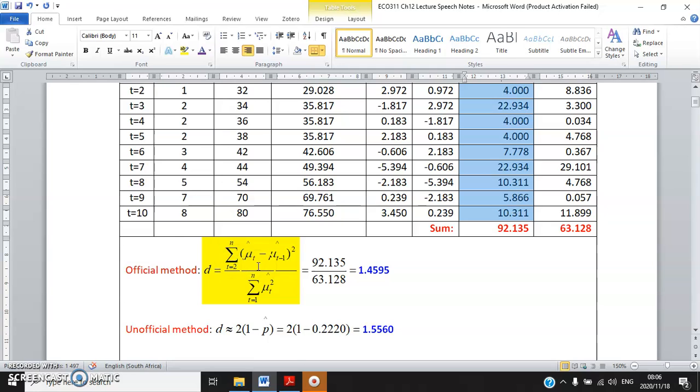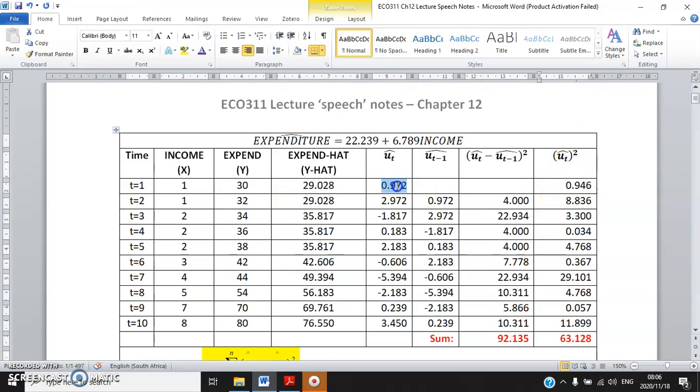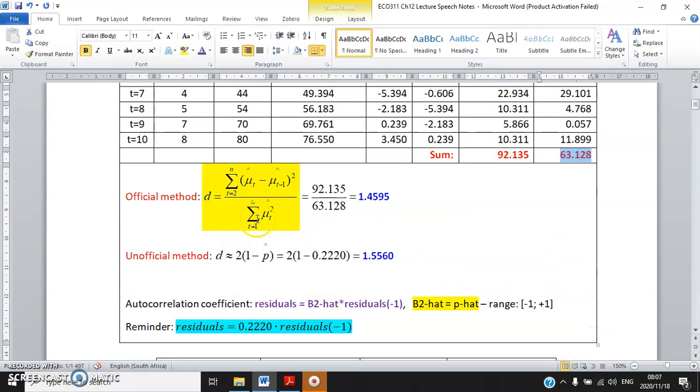And then see the sigma sign, summation. This is why I have to sum all the answers in the column. This is why you get 92.135. And then for the last column, you simply take the square of each residual, and then you sum the answer, 63 point something. Then I can also work out the denominator of the computed d-statistic equation, 63 point something. And this is why my computed d-statistic, this is called the official method, is equal to 1.4595. But as I mentioned earlier, I repeat, due to the time constraint in the test and exam, I would always give you the computed d-stats from this official method.